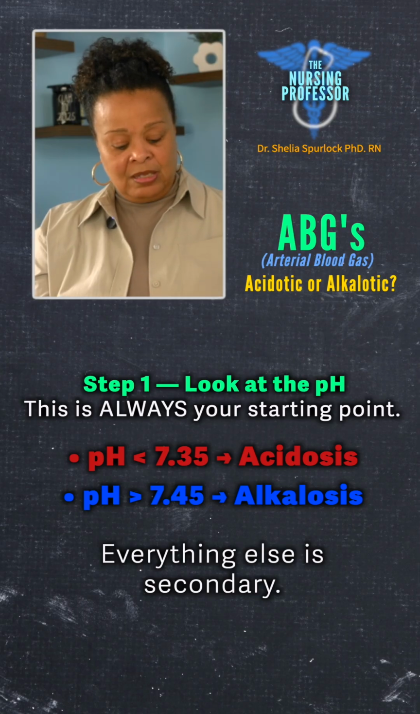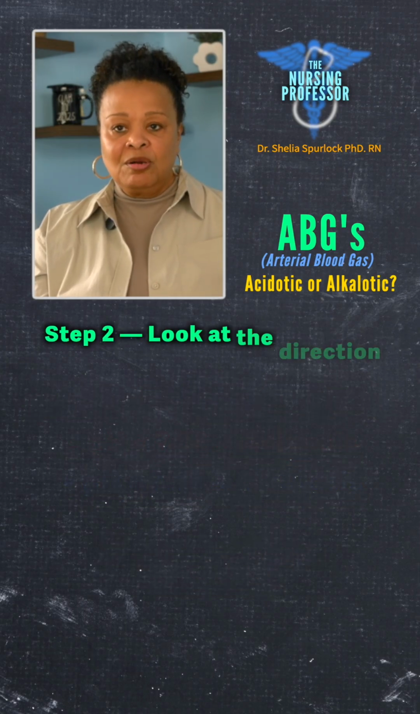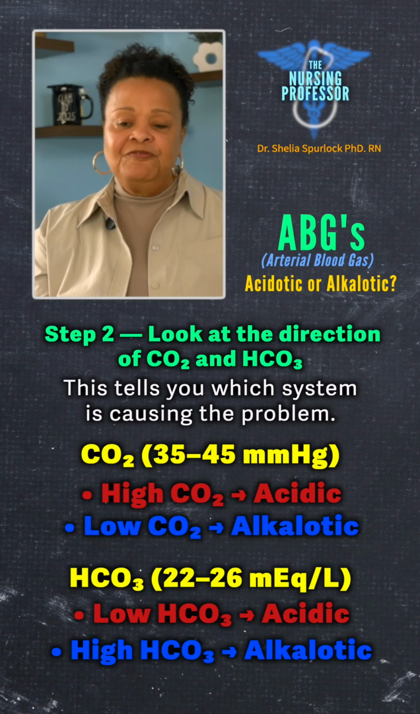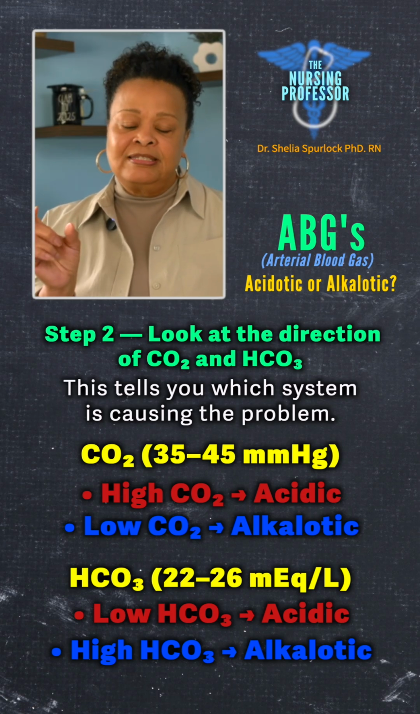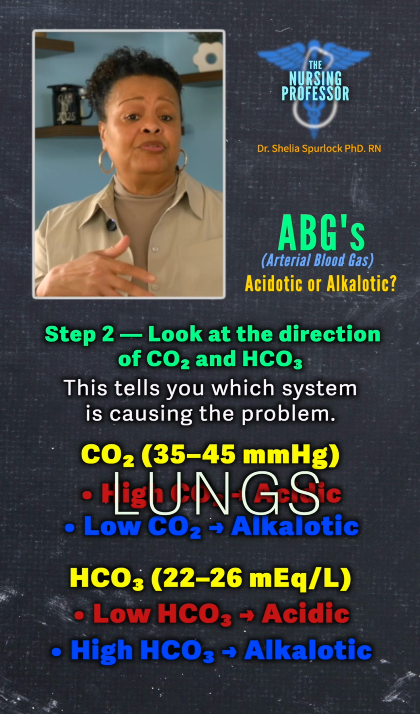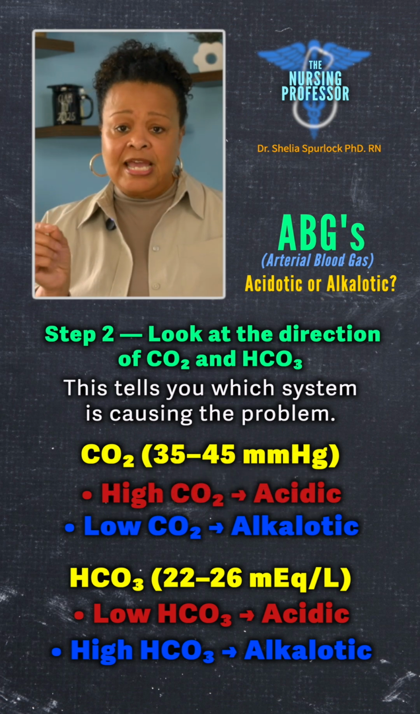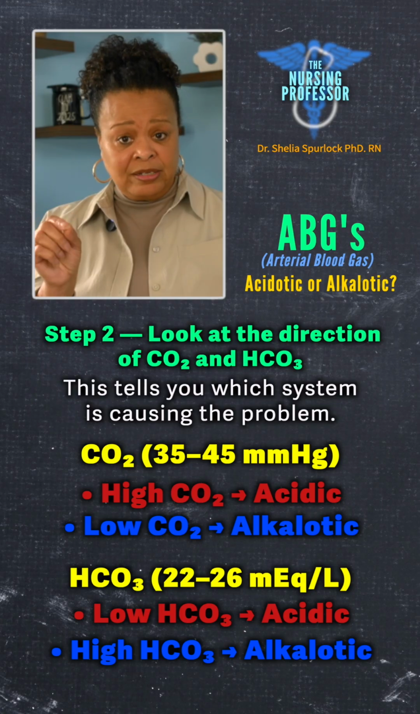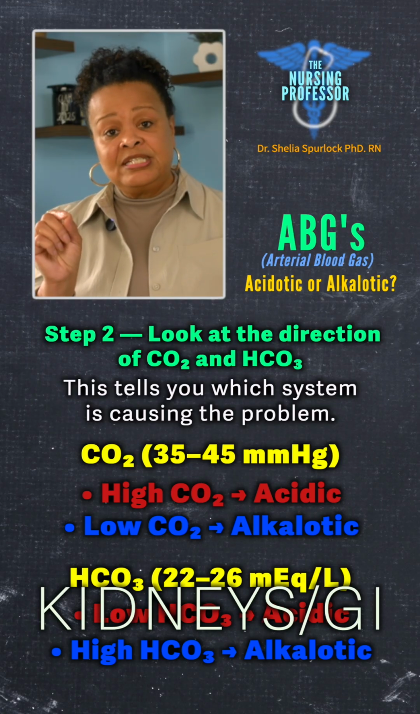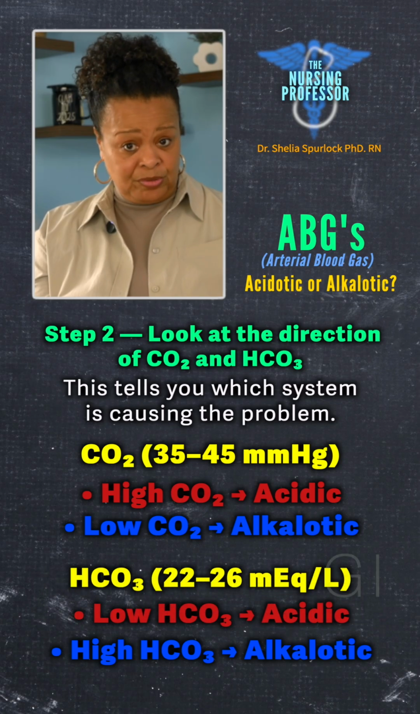All right. Next, we want to take a look at the carbon dioxide. If your carbon dioxide is abnormal, then we're looking at the lungs. Makes sense because we breathe in oxygen, we excrete CO2. If there's an abnormality in the bicarb, then it is associated with either kidneys or the GI system. All right, so remember that.